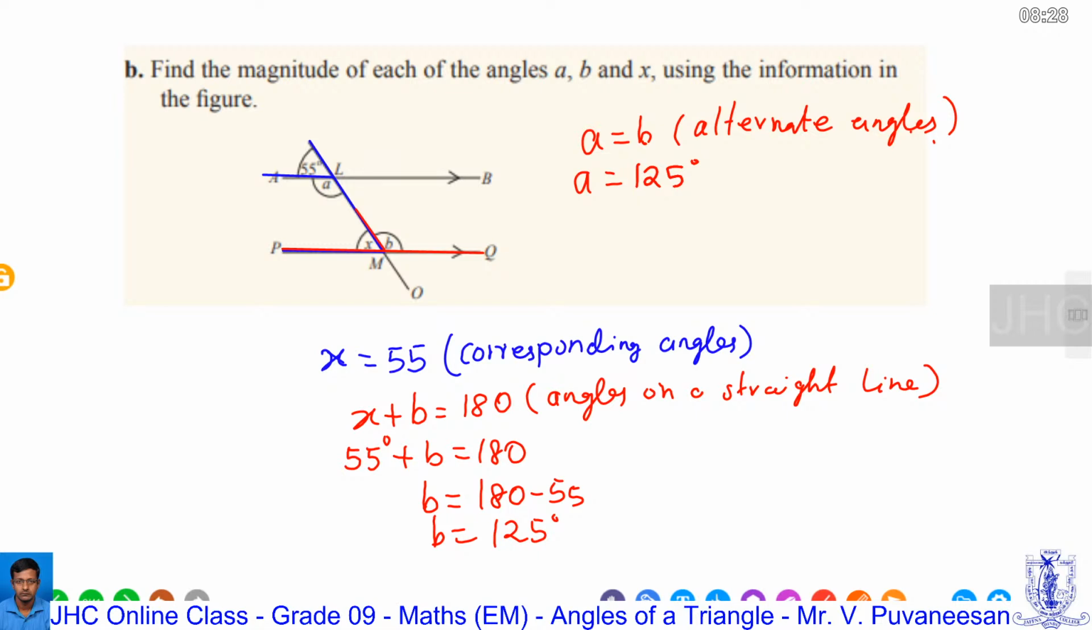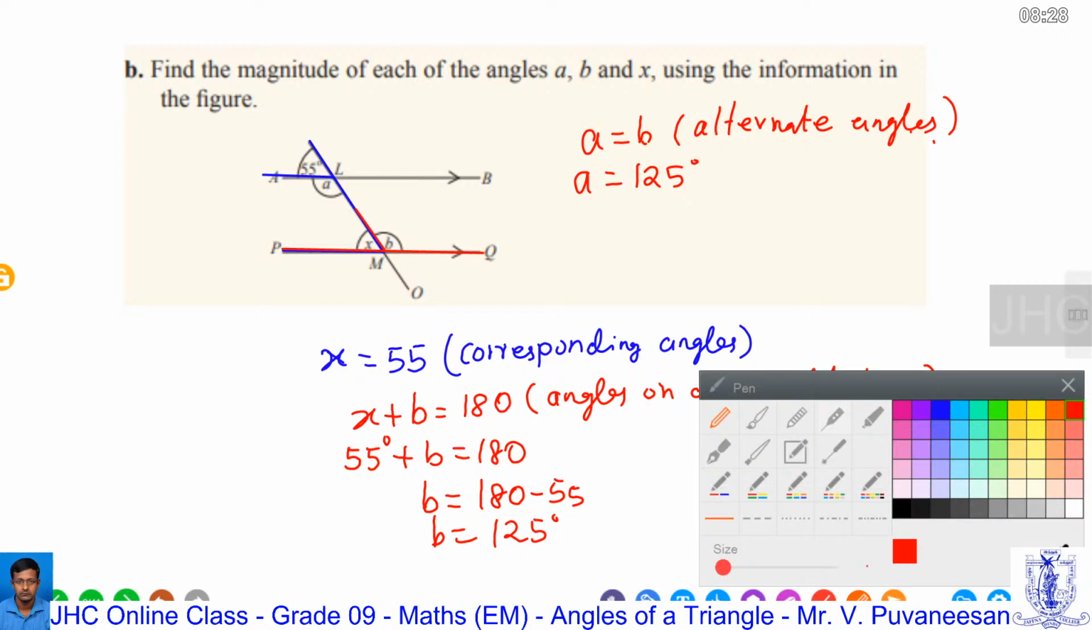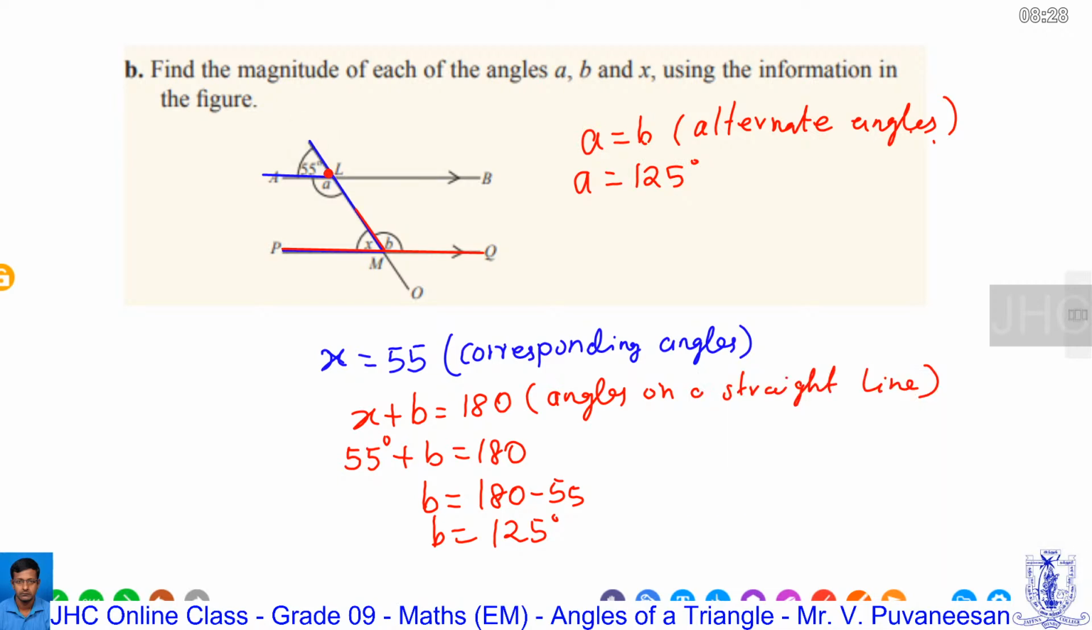Otherwise, we can find the A by considering this line. These two are angles on a straight line. 55 plus A equal 180. So if we make A the subject, A equal 125. Or you can find any other method. In here, there are many ways to find the angles. In any way you can find the correct answer. Okay, let's move.